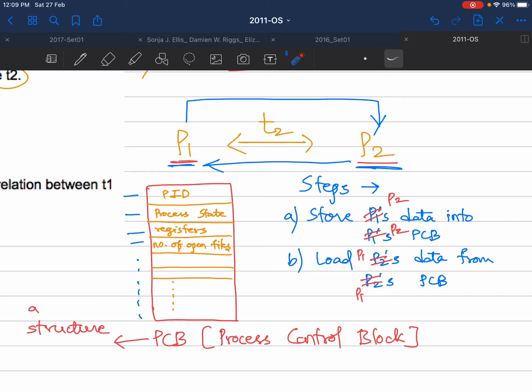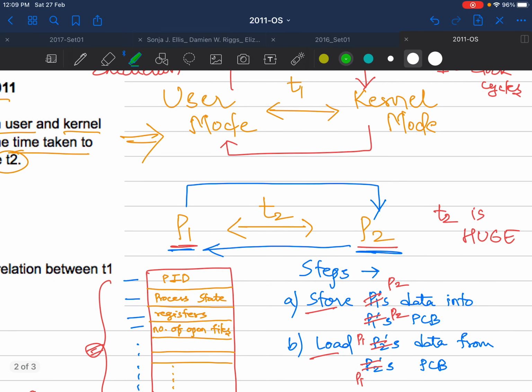So as you can see, when we are going to switch processes, this time T2 is going to be a very huge time, because T2 is nothing but this entire big structure PCB storing and loading. So T2 is going to be very huge as compared to T1.